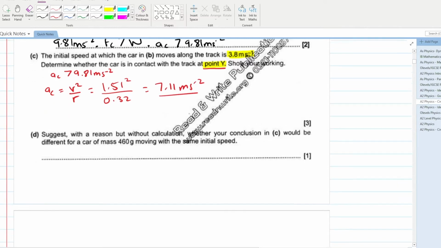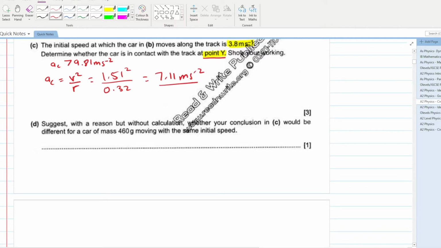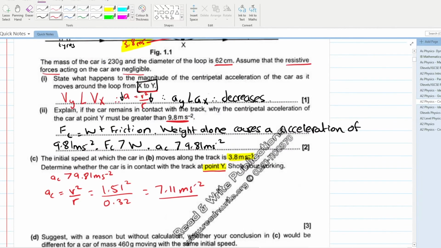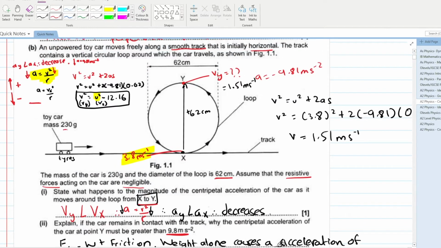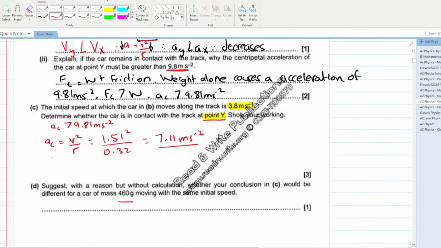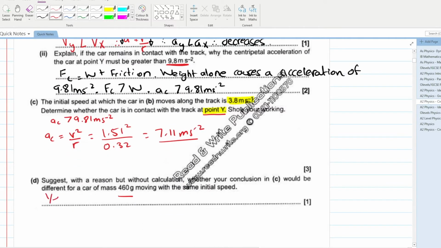Simple as that. Suggest with a reason, without calculation, whether your conclusions in part C would be different for a car of mass 480 grams with the same initial speed. If this car is replaced with a 460 gram car, will the results be the same? Yes, because centripetal acceleration doesn't depend on mass. Simple as that. No rocket science in this.